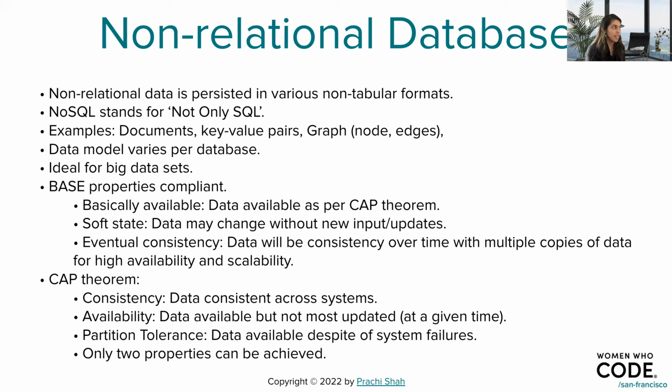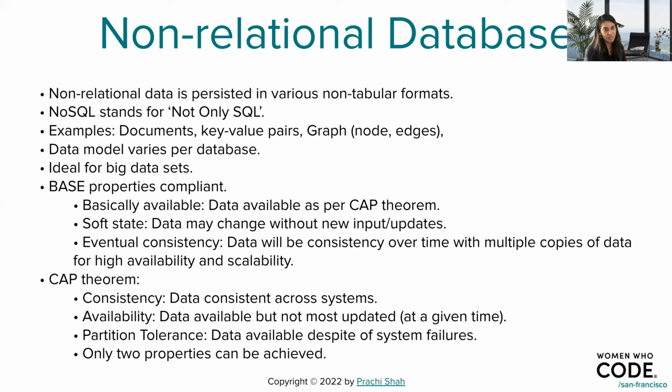NoSQL databases are ideal for big data sets because you can determine the kind of data structure you want, like graph, document, or key-value. These databases are typically designed to solve the problems that a traditional SQL relational database is not able to address. So they're designed for scale, for distributed systems, for big data sets, and to persist non-structured data.